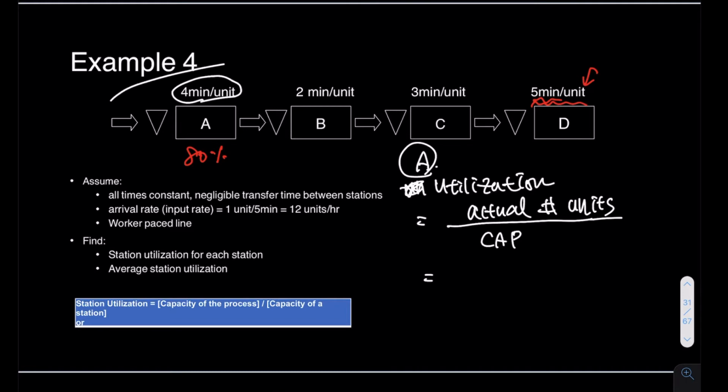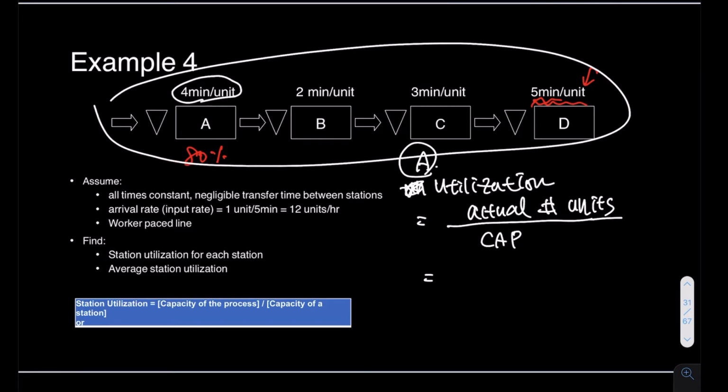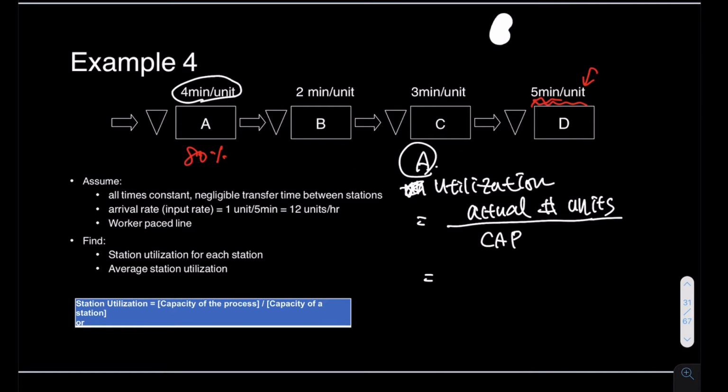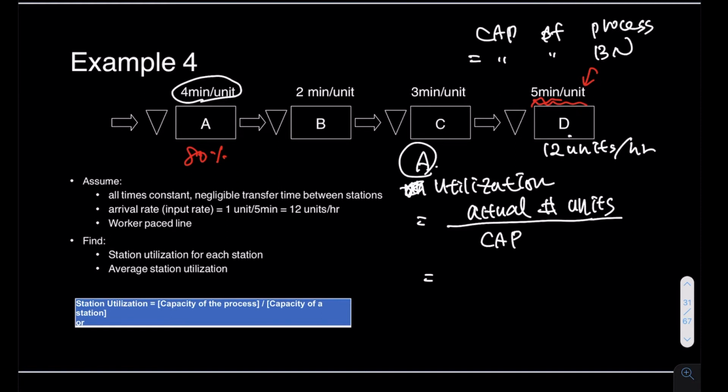If you look at this entire process, given 1 hour, how many units are you making? Do you remember? Capacity of process. Let me review one more time. It equals the capacity of the bottleneck. In this case, it is D. So 12 units per hour you can make. So that is the maximum units you can make when you use this entire process. And it is called the capacity of the process.